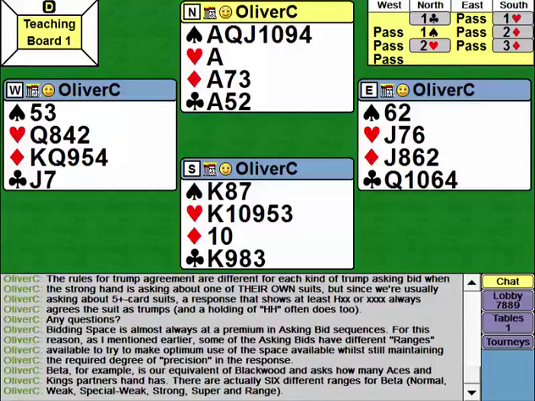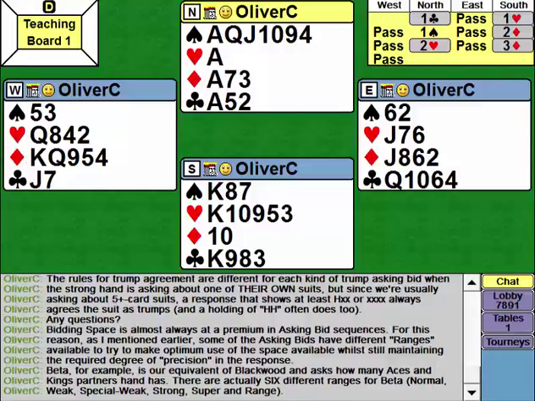And now North could ask about spades with two spades, which wouldn't be the alpha asking bid, it would be a different one called theta, and still find out about the spade suit. So that's also an example of these rules not being a straitjacket to you. North can choose whether they ask about spades first and then ask about controls, or whether they ask about controls first and then ask about the spades. They can choose which way they want to go according to what they think is going to be the most effective and the cheapest sequence, but they're not straitjacketed.